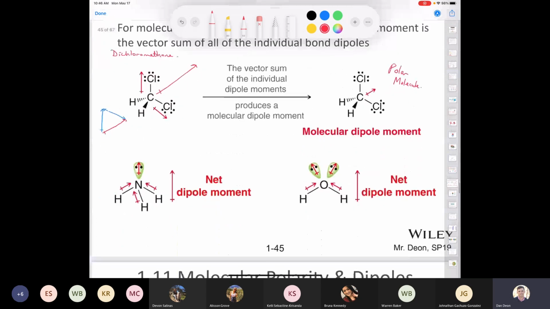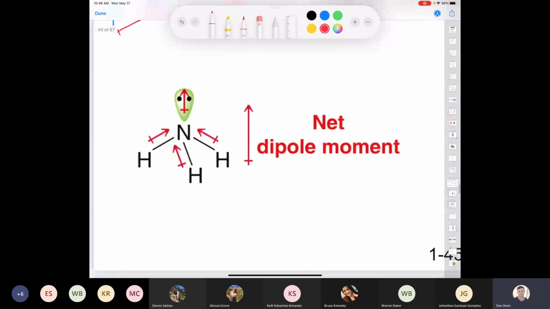So let's say you have a molecule like ammonia. You have the dipoles going from the hydrogen towards the nitrogen, because nitrogen has an electronegativity of 3.0. Hydrogen has an electronegativity of 2.1. So we have those 3 dipoles, and you can also draw a dipole on the lone pair, going towards the lone pair. So if you add up all 4 of these, the resultant dipole is going to be going straight up like this. So we have a net dipole moment. That tells you that ammonia is also a polar molecule.